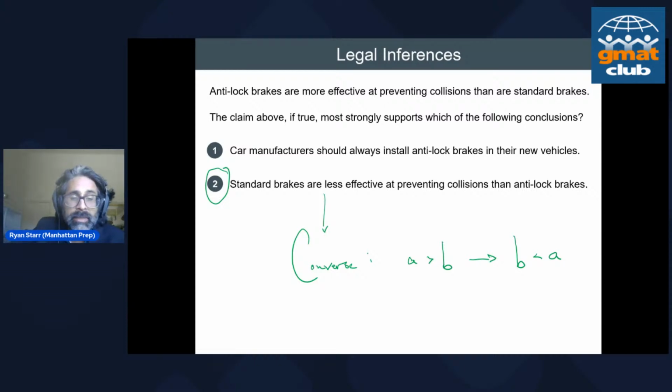What you don't want in an inference answer is new terms, like car manufacturers. You don't want extremes, like always. So car manufacturers, always, new vehicles. There was nothing up there that said anything about vehicles specifically, though vehicles is probably the safest of the new terms here, but always is hugely problematic. Just because anti-lock brakes are more effective at preventing collisions doesn't mean they might not have other problems of their own, right? And certainly car manufacturers are not in any way implicated by anything that's set up there.